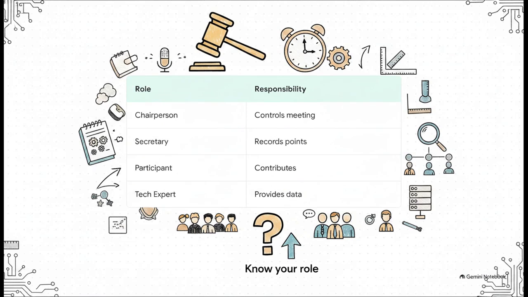And to actually move through that chain, a structured process requires specific roles and responsibilities. It's kind of like a sports team. You might be the chairperson who opens the meeting, controls the whole flow, and keeps everyone on track. The secretary is there to record the important points and action items. As a participant, your job is to prepare in advance and actively contribute ideas. Or you could be the technical expert, responsible for giving hard data and recommending solutions. Knowing your specific role, that's half the battle right there.